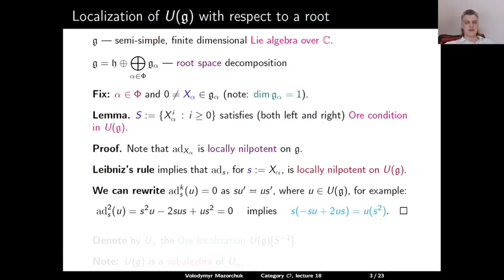So therefore, we can form the corresponding Ore localization of the universal enveloping algebra with respect to x_alpha, and we denote this localization by U_alpha. Note that, directly from the construction, U of g is a subalgebra of U_alpha.